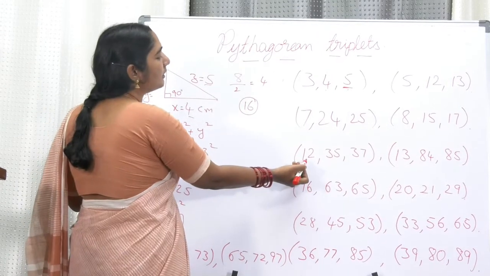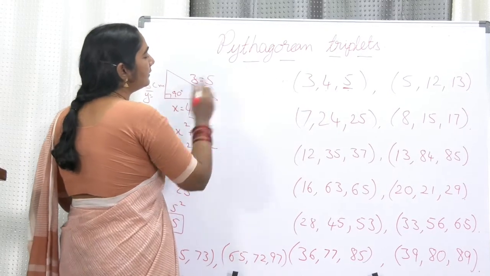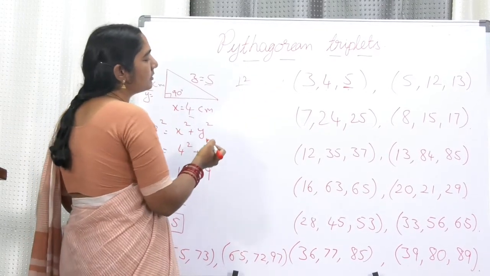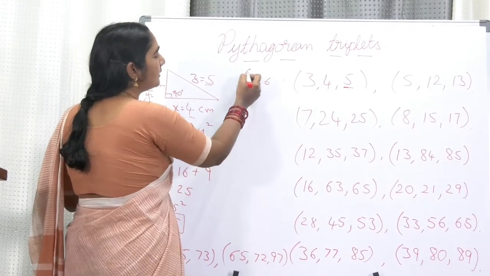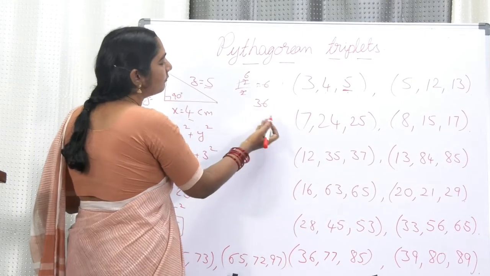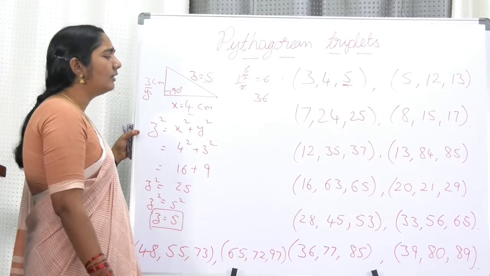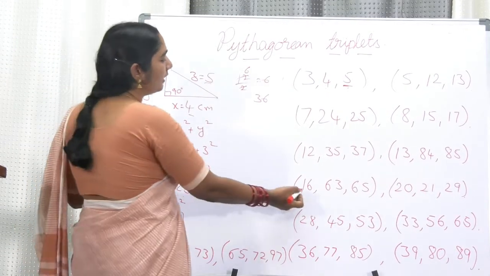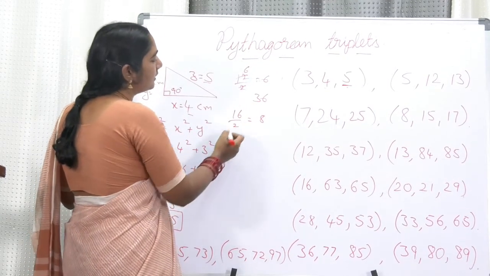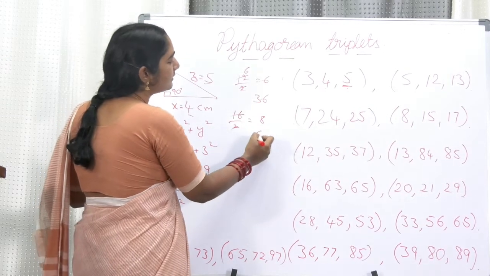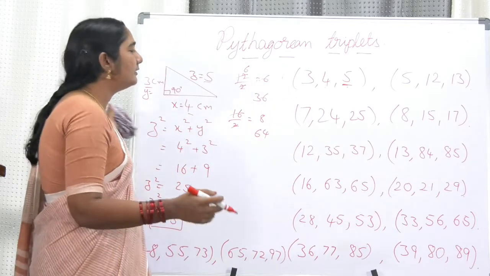Similarly, take another even number, that is 12. See, the method is a bit different. 12, when you divide it by 2, you get 6. 6 square is 36. One number this side and one number that side: 35 and 37 become the triplet. Okay, this is also one of the methods. If you take 16, divide by 2, that is 8. 8 square is 64. One number this side and one number that side: 63 and 65.